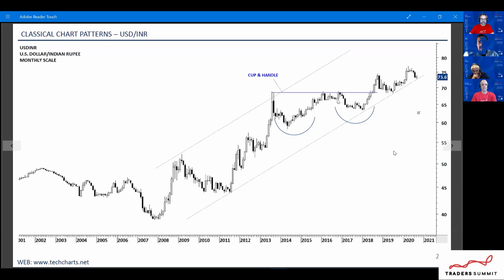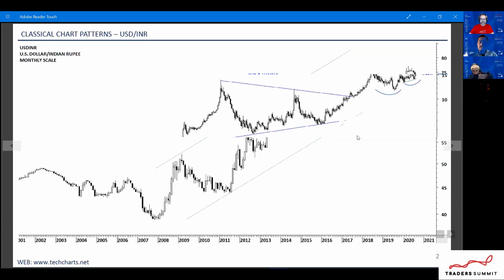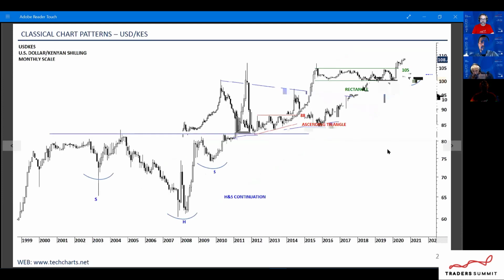The next chart, dollar Indian rupee, a clear cup with handle completed. We have a clear uptrend. So the Indian rupee, unlike the other emerging market currencies, stayed a little bit stronger, but still is losing against the US dollar. Even with this latest US dollar correction, emerging market currencies are weak.